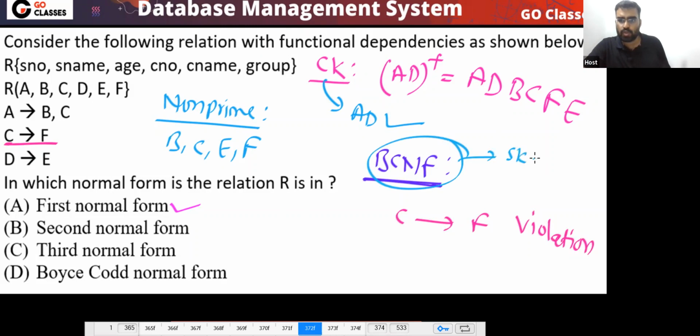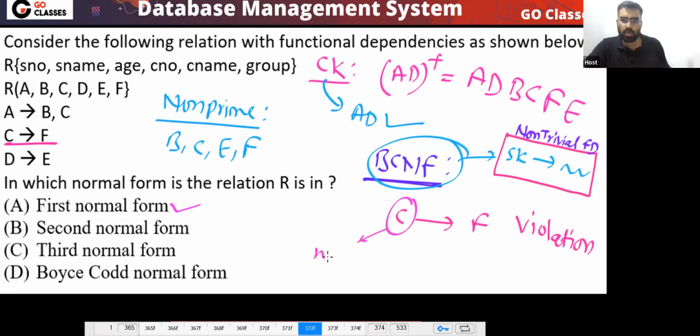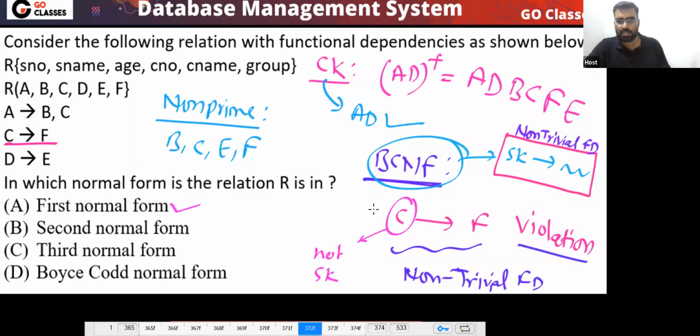BCNF says that a super key must determine everything. Every non-trivial FD must be like this. Now you can notice this is the violation because this is not a super key, and this is a non-trivial FD. So this is the violation. So we can say this is not in BCNF.